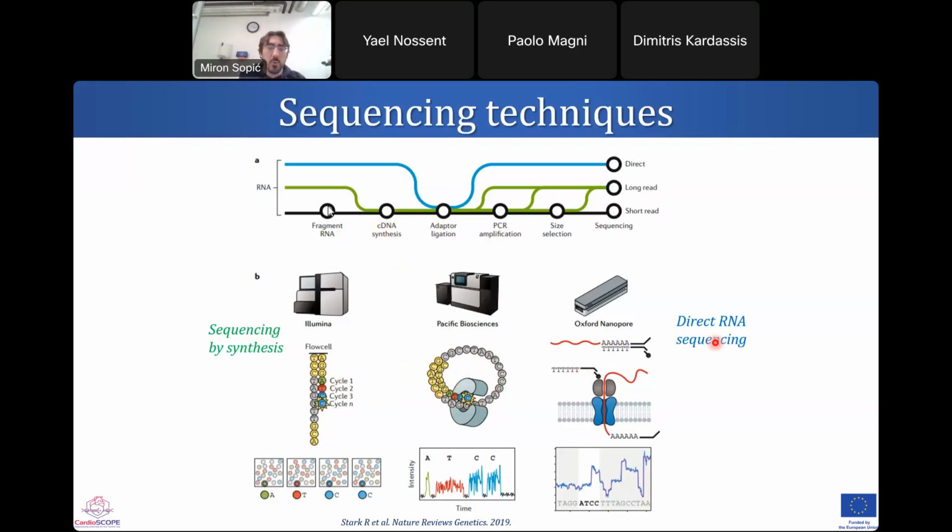Currently on the market, the only approach that you can use to directly sequence RNA is Oxford Nanopore Technologies. Because I'm not really familiar with PacBio technology, I will explain Illumina-type sequencing and Oxford Nanopore sequencing.